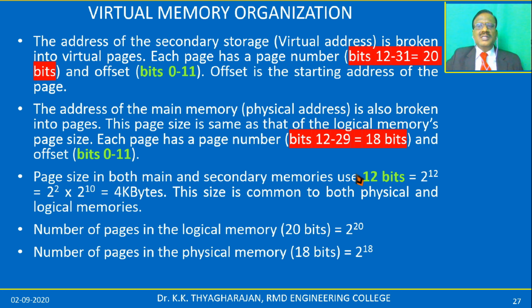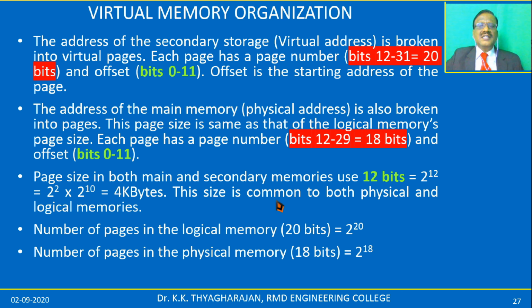Using these 12 bits, you will be able to address 2 power 12 locations or bytes. So 2 power 12 can be written as 2 power 2 into 2 power 10. This 2 power 10 is nothing but kilo, and this 2 power 2 is 4. So you can say that 4 kilobytes can be accessed using these 12 bits. So 12 bits means you can address 4 kilobytes of memory.